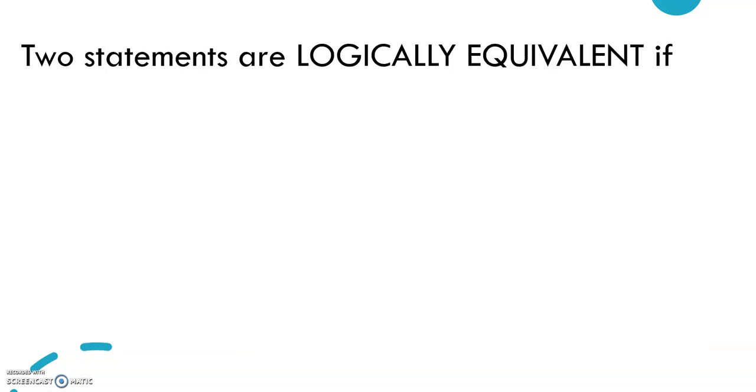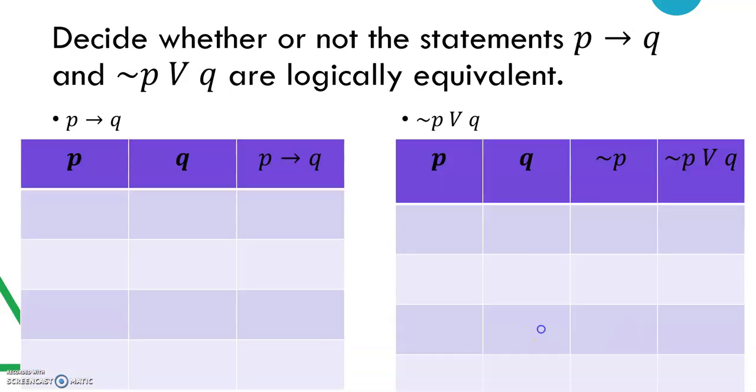Two statements are logically equivalent if they have the same truth values. We're going to decide whether or not the statements P implies Q and not P or Q are logically equivalent. If P is true and Q is true, P implies Q is true. True, false, the statement is false. False and true, the statement is true. False and false, the statement is true.